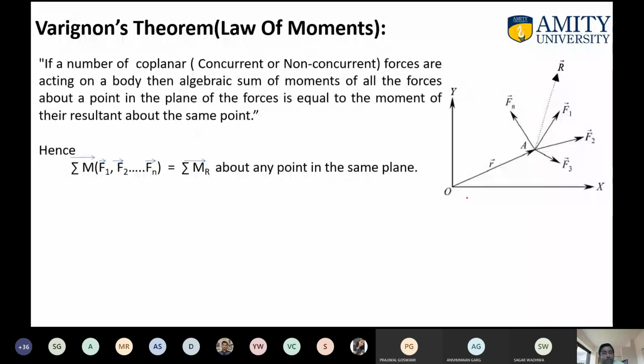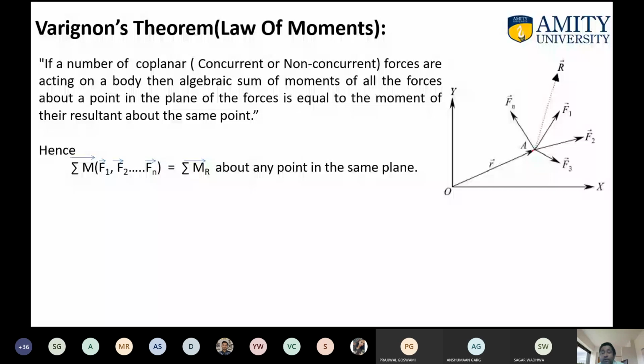You can say if a number of coplanar, in bracket we can say concurrent or non-concurrent, forces are acting on a body, then the algebraic sum of their moments. See very carefully. Then the algebraic sum of the moments of all the forces. What are the forces which are acting here? F1, F2, F3, F4, Fn. And what is the perpendicular distance of this from the point O? Let us say this is R. So in the plane of forces is equal to the moment of the resultant about this same point. So the same point here is O, about which we are calculating the moment.